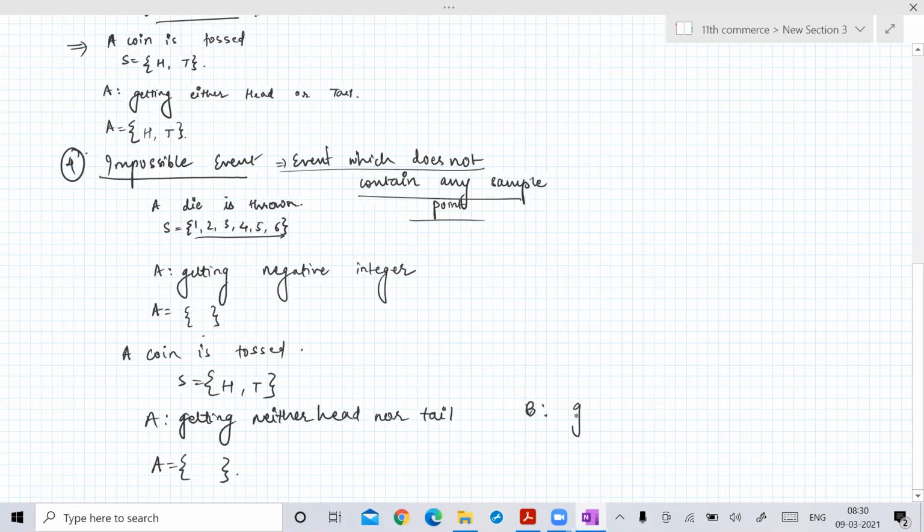और मैंने बी बोला गेटिंग टू हेड्स, तो अब बी में कुछ आएगा? दो हेड्स. दो हेड्स आ ही नहीं सकते कभी, है ना. सो अगेन इट इज ऑल्सो इम्पॉसिबल इवेंट. डन? अंडरस्टूड? कुछ प्रॉब्लम है बोलो. एनी डाउट इन दिस? अंडरस्टूड एवरीथिंग? पक्का? सो इम्पॉसिबल इवेंट मतलब उसमें कुछ भी नहीं होता है.